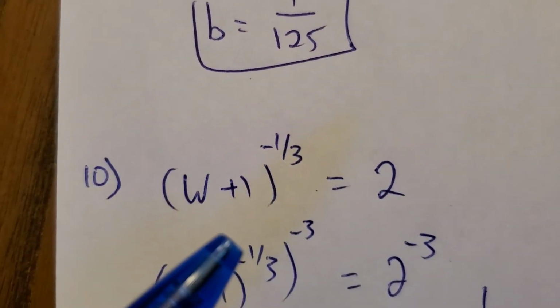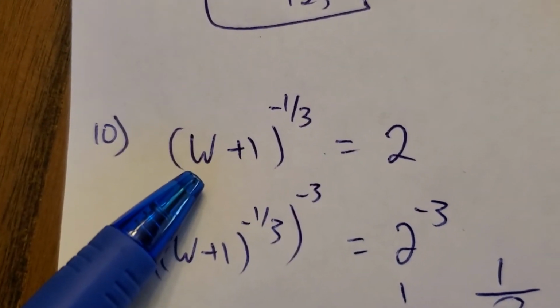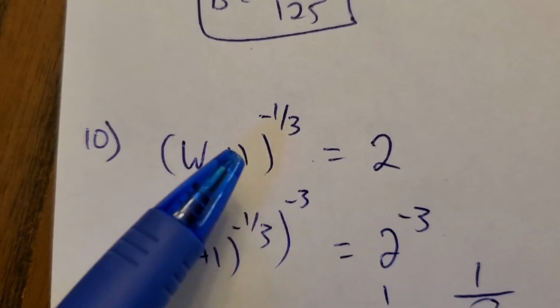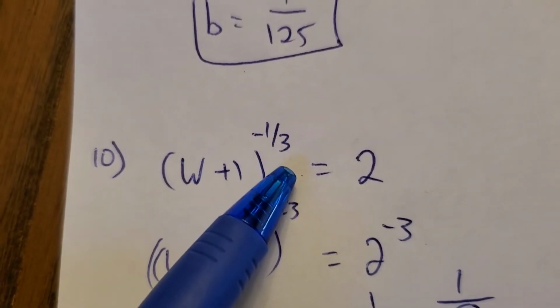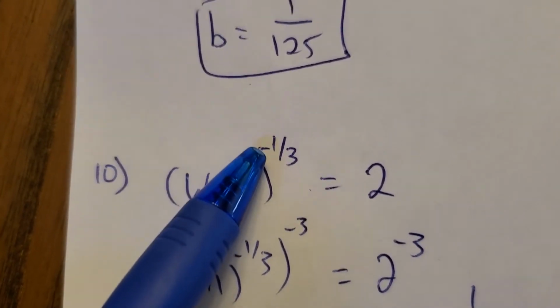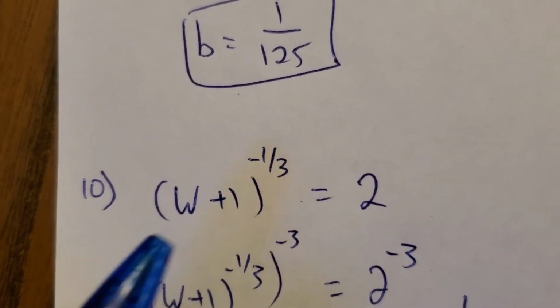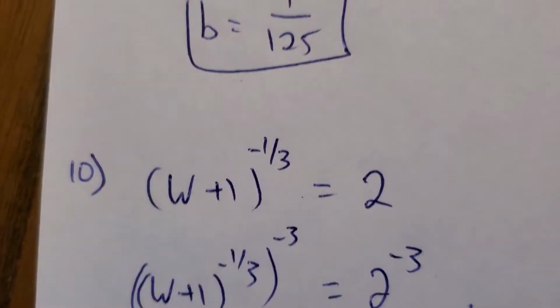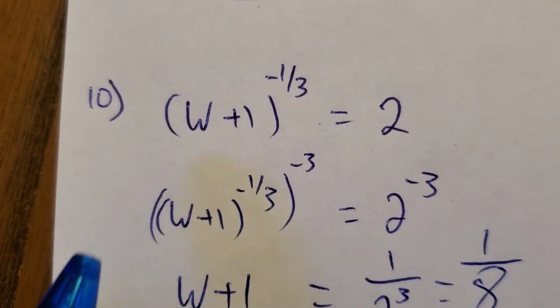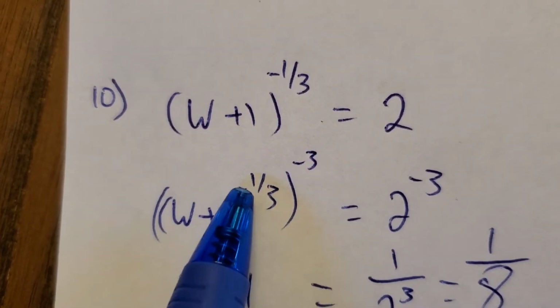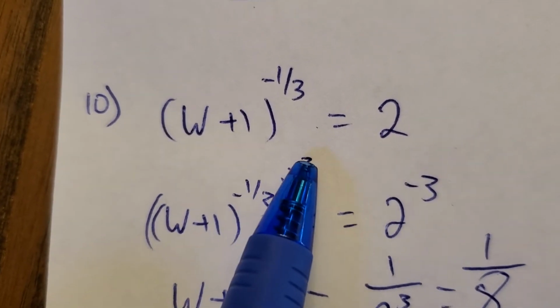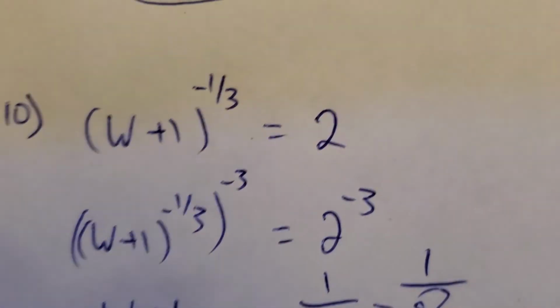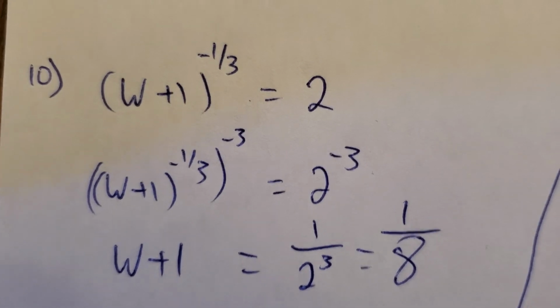You'll notice we cannot get that w by itself yet because w plus 1 is being raised to the negative 1/3 power. So we have to get rid of this negative 1/3 power in order to work with what's inside the parentheses. So how do we do that? We raise to the reciprocal exponent, okay? We have negative 1/3. The reciprocal of that is negative 3. So we're going to raise both sides to the power of negative 3.